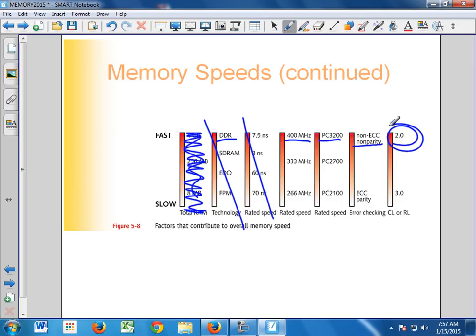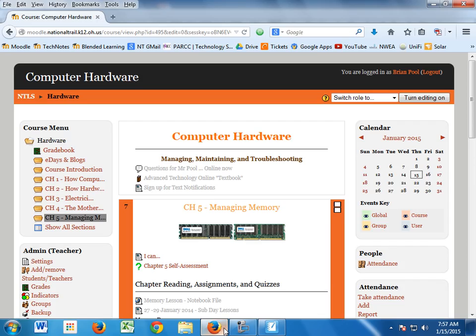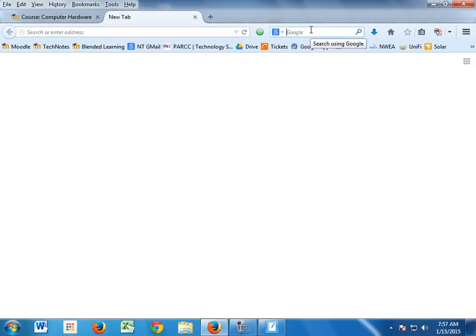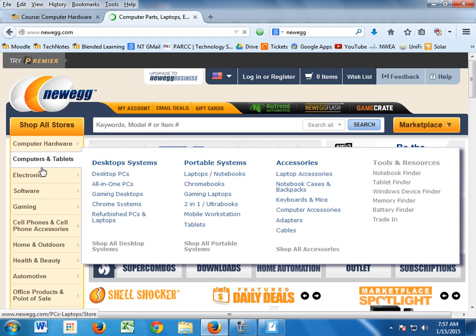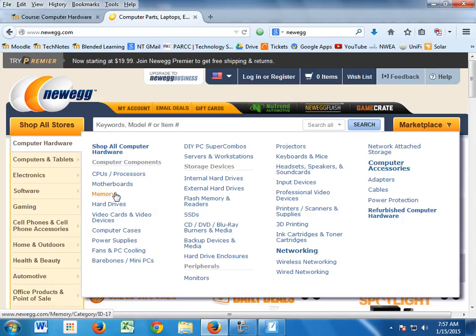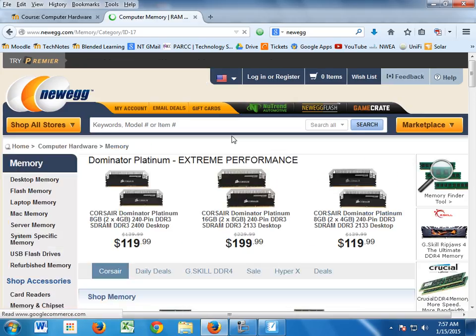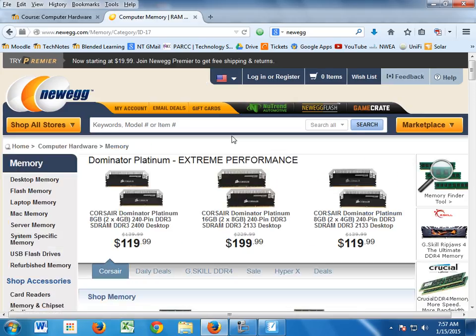I'm going to go and show you some memory right now. We're going to go and look at some sticks of RAM, and we'll just go do it so you can see what I'm talking about. Hardware, memory. We'll look at memory for this 780 that's sitting over here.